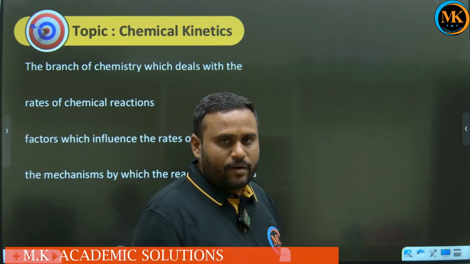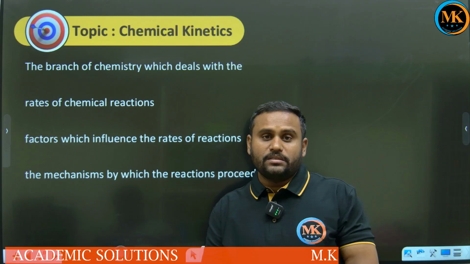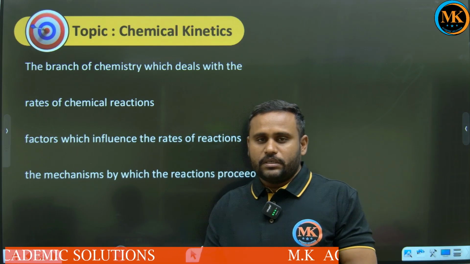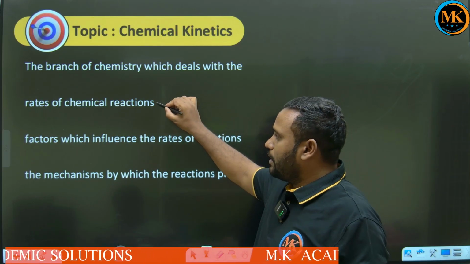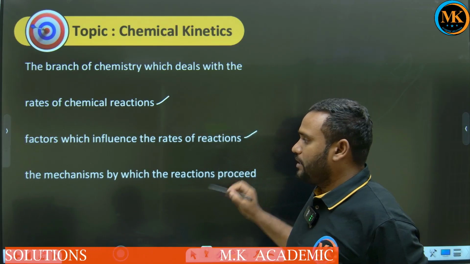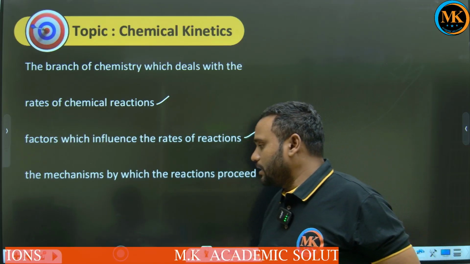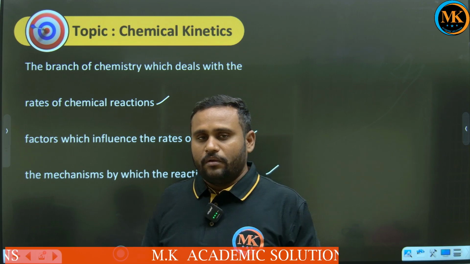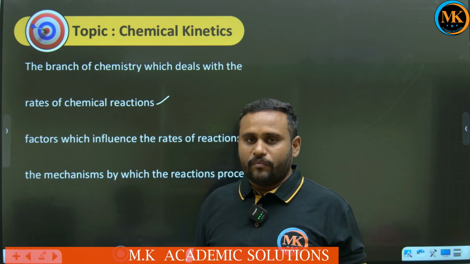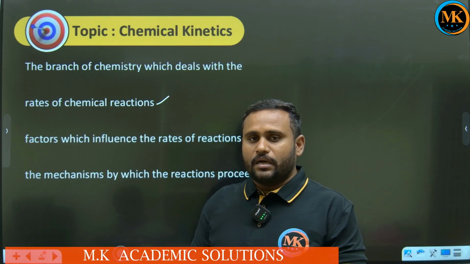Okay, so what is chemical kinetics? Chemical kinetics is a branch of physical chemistry. It deals mainly with the rate of a chemical reaction and the factors which influence the rate of reaction and the mechanism by which the reaction proceeds.